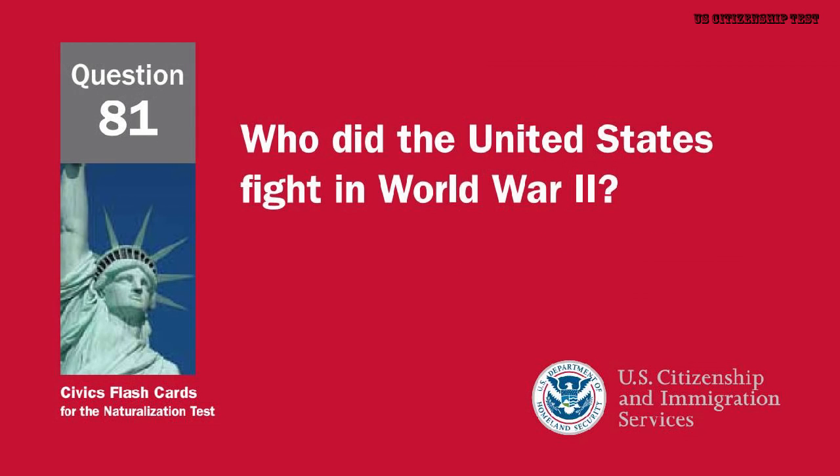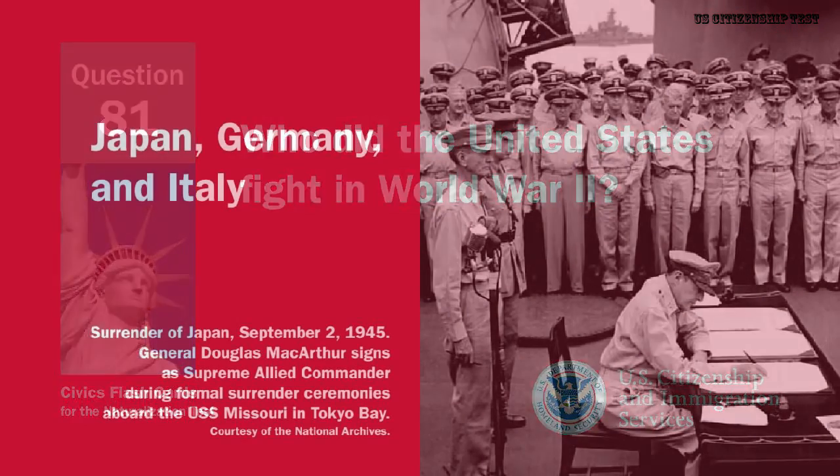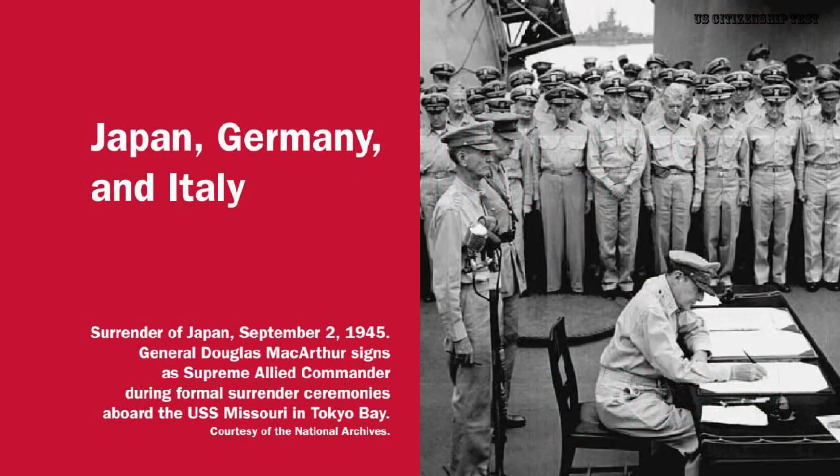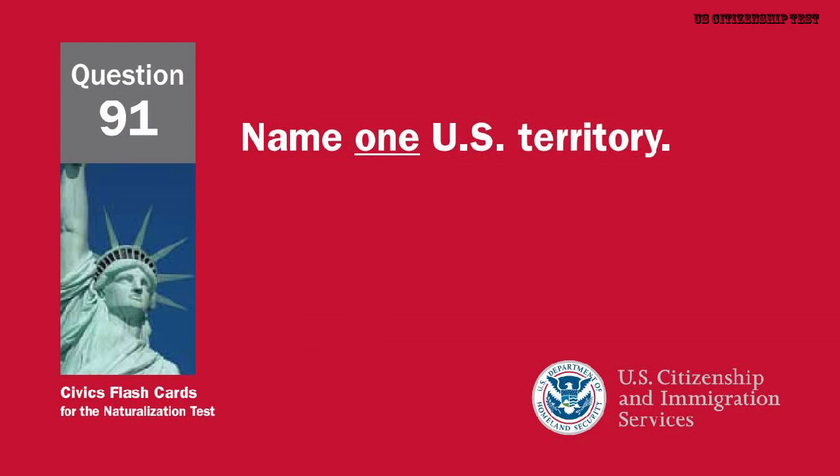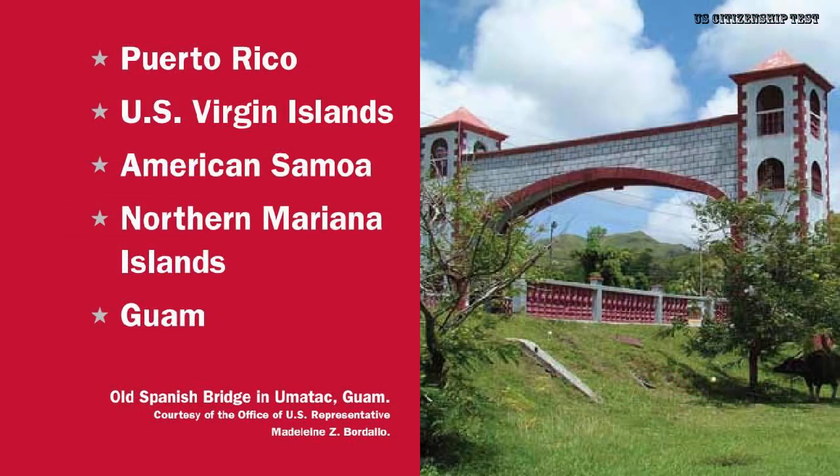Who did the United States fight in World War II? Japan, Germany, and Italy. Name one U.S. territory. Puerto Rico. U.S. Virgin Islands. American Samoa. Northern Mariana Islands. Guam.